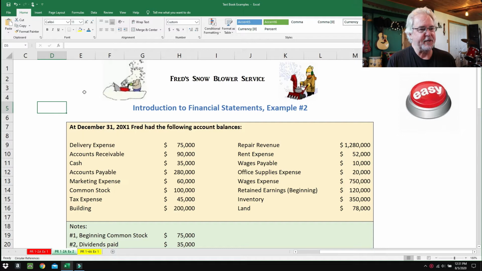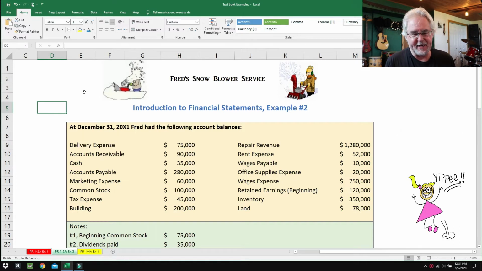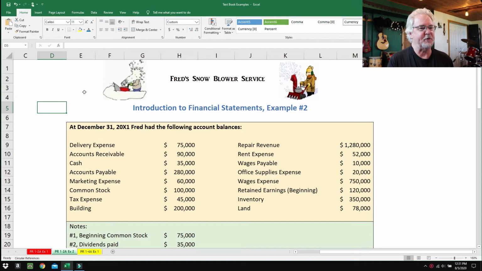Today we're going to do example number 2, Introduction to Financial Statements. This lesson is for principles of accounting, introductory accounting, maybe your first week or two of accounting. So here we go. We have Fred Snowblower Service, and Fred Snowblower Service had a lot of transactions during the year. And I've got all the transactions listed right here.